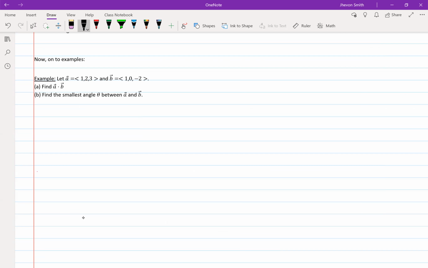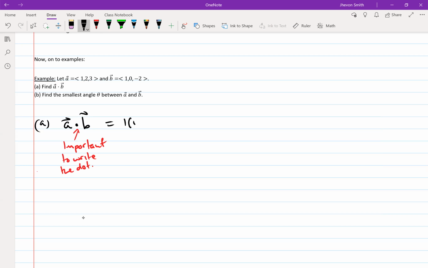A is 1, 2, 3, component notation. B is 1, 0, -2. Find A dot B. And you literally write the dot. It's important to write the dot. Okay, don't just write A and B beside each other. It actually does not make any sense for us. Okay, what is this going to be?